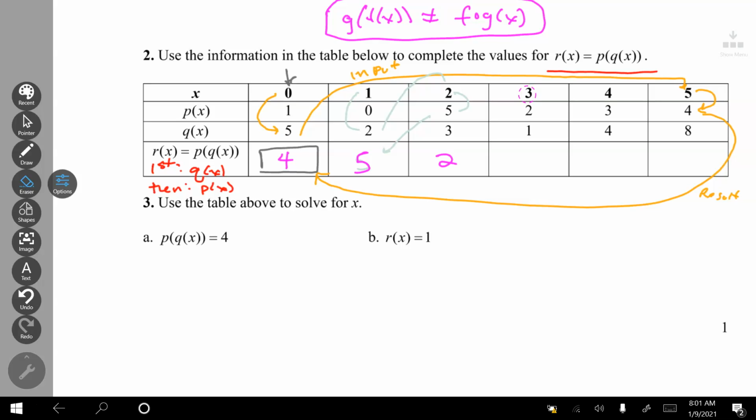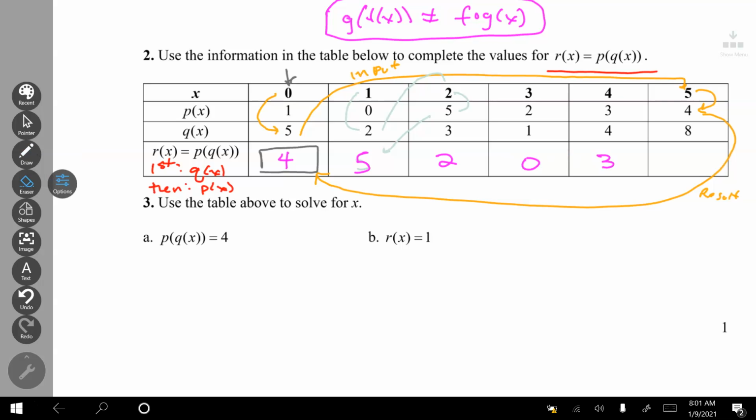I start at 3. I go to q. My result is 1. I go to x equals 1. I go to p. I get 0. I start at x equals 4. I go to q. Q is 4. 4 becomes an input. So x equals 4. P equals 3.